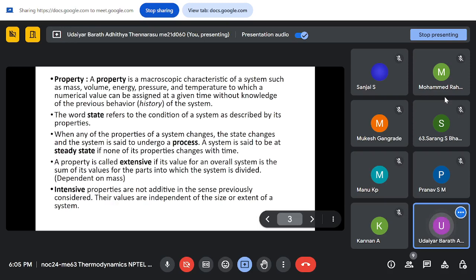A state is a condition which is defined by some properties of the system. So what are these properties? These properties are macroscopic characteristics of the system, like the mass of the system, the volume of the system, pressure, temperature. These are all properties which can be used to define the system.